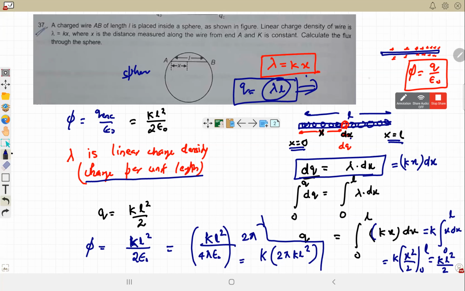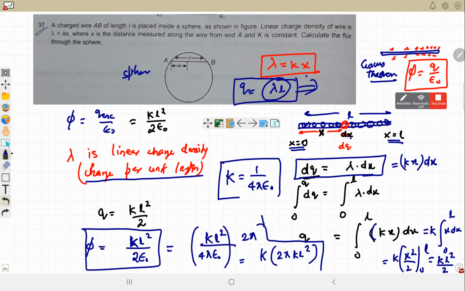Apply the Gauss theorem. According to the Gauss theorem, the total flux that comes out of any closed surface is Q by epsilon naught. Q is kL square by 2, so it becomes kL square by 2 epsilon naught. अब बुक में जो आंसर दिया था वो कैपिटल के टर्म्स में था. कैपिटल के मींस कूलॉम्स कांस्टेंट. कैपिटल के होता है 1/4 पाई एप्सिलॉन नॉट.